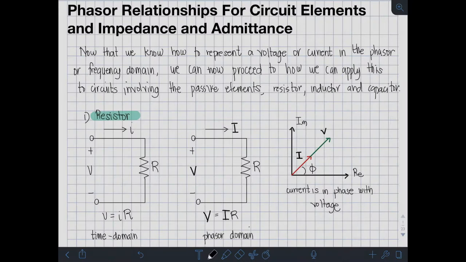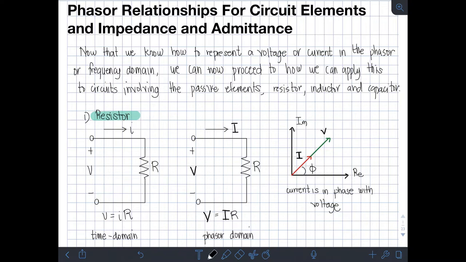Okay, so this time ay ituturo ko naman sa inyo yung phasor relationships for circuit elements as well as yung impedance and admittance. So meron na akong naunang video about introduction to AC circuits as well as phasors. Kung hindi nyo pa napapanood, ilalagay ko na lang ang link para ma-check nyo kasi gagamitin din natin yung mga concepts na natutunan natin doon dito sa video na to. Okay, so ngayon pag-aaralan natin kung ano ba yung phasor relationships ng circuit elements such as inductor, capacitor, resistor, yung voltage at current nila. Okay?